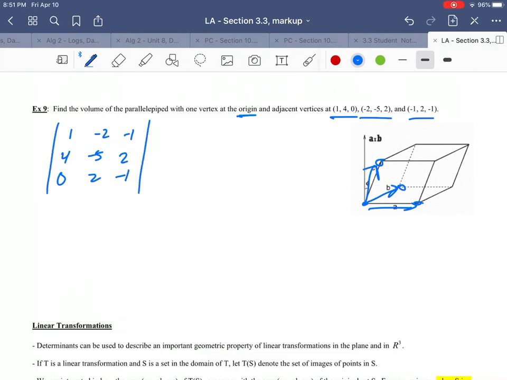You can do the determinant by hand, or you can put it in your calculator, nobody's going to know. Anyway, you get negative 15. So that tells me that I do the absolute value. So 15 units cubed is the volume of the parallelepiped. And it just so happens that the last answer came to 15, and so did this one.